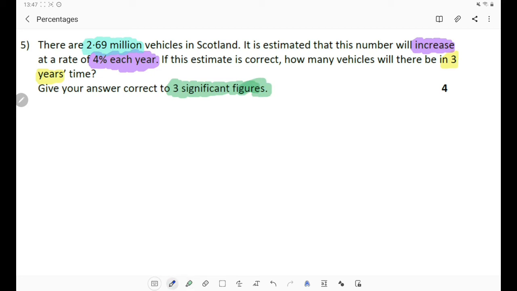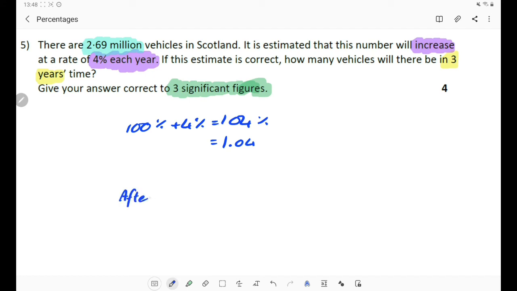What type of question are we doing? We're doing appreciation, depreciation, but both questions do start the same way. You're taking your 100% and you're adding your 4% to get 104%. But with appreciation, depreciation, we have to turn that into a decimal. Set up your calculation.